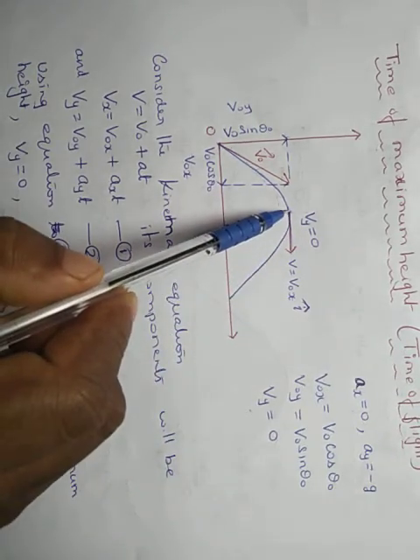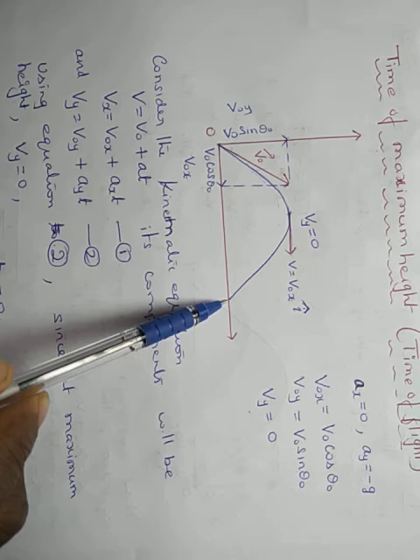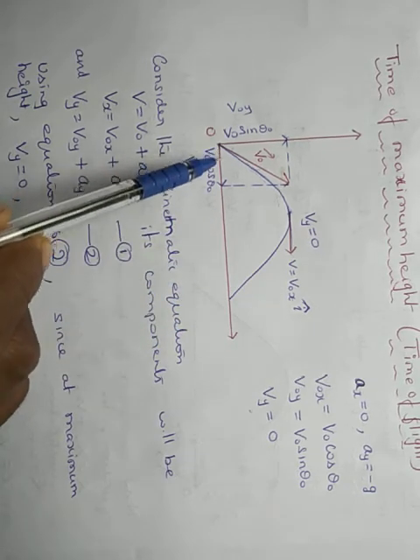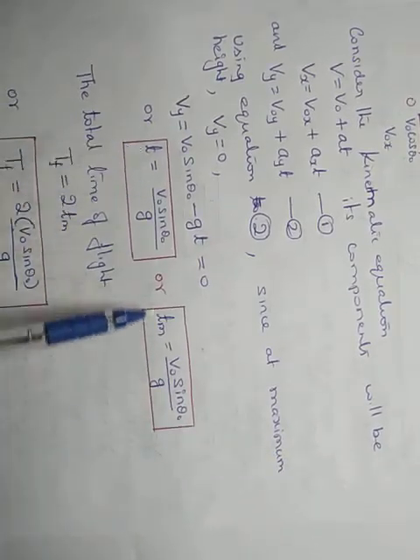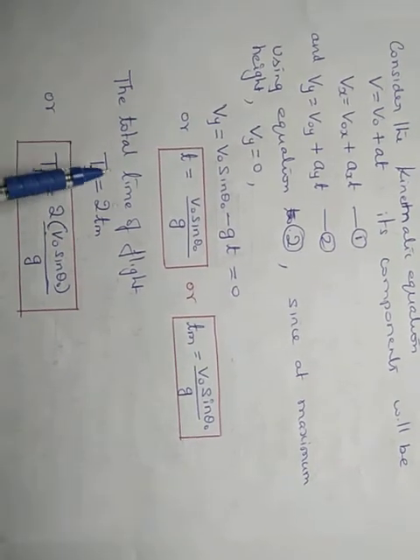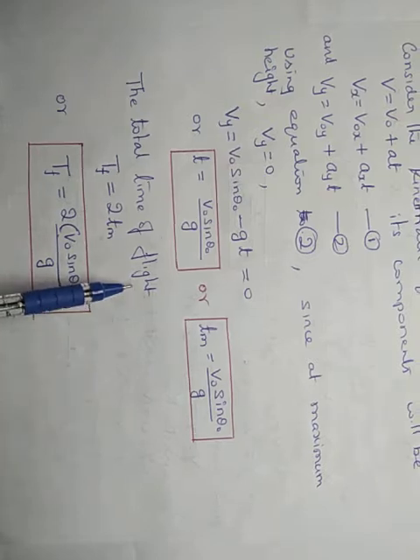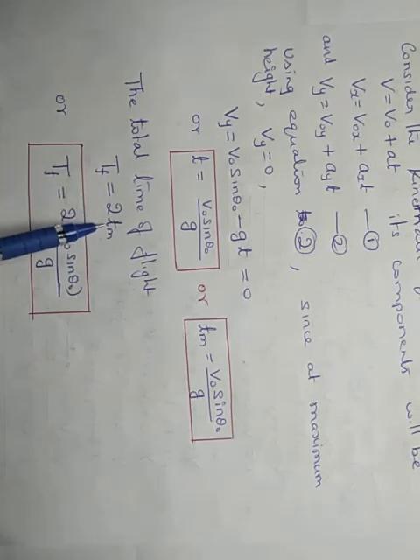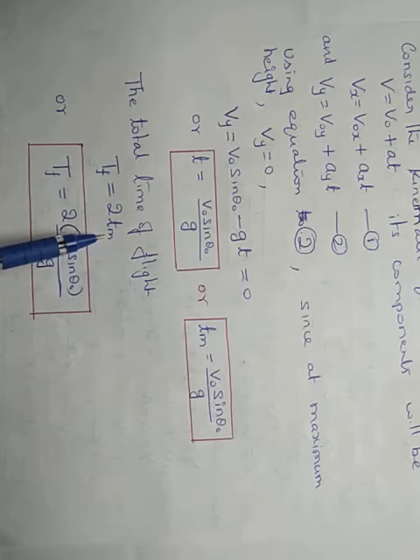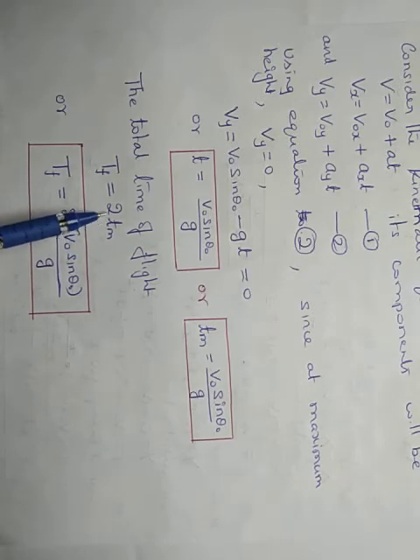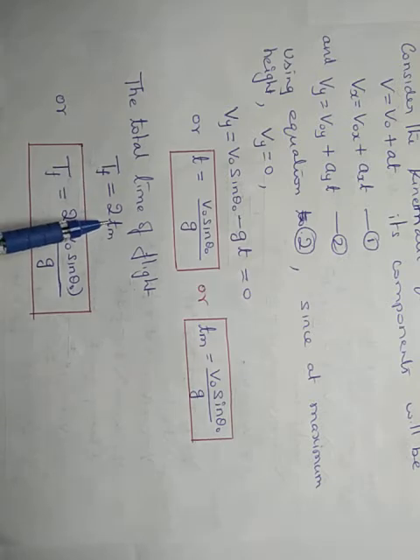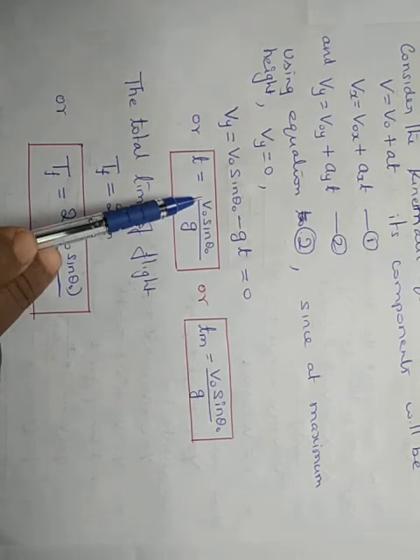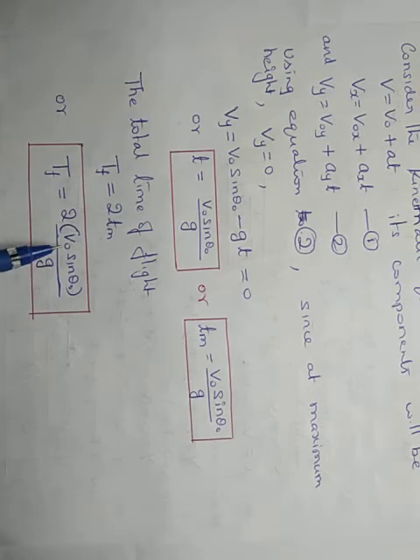Similarly, it takes the same amount of time to reach the ground level, its initial level. So, instead of t we can write Tm, the time to maximum height. Therefore, the total time of flight, Tf, will be 2 times Tm. Just multiply this equation by 2 and you will get 2 times V naught sin theta naught by g.